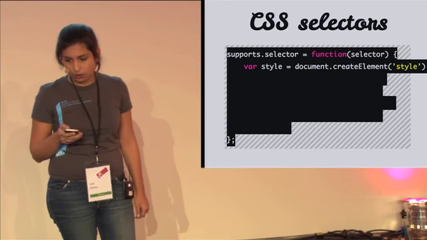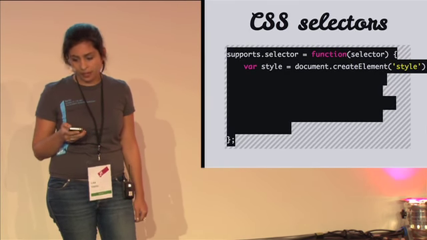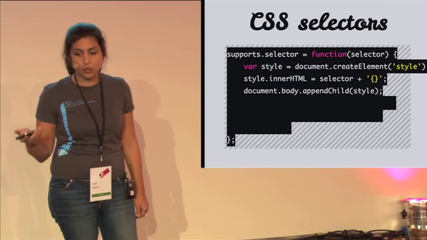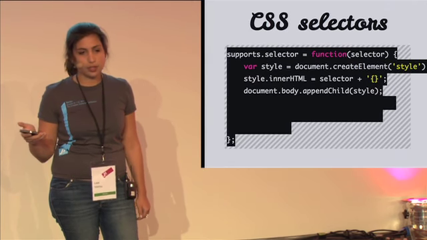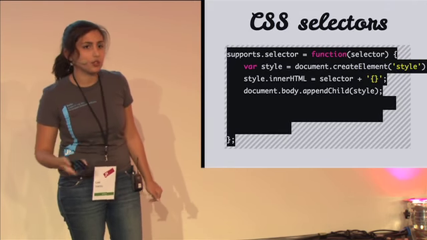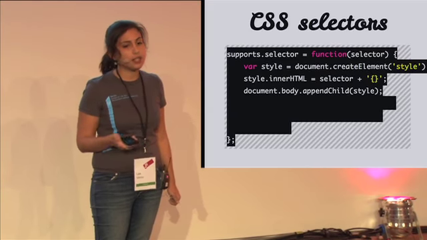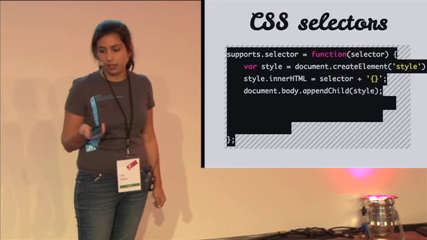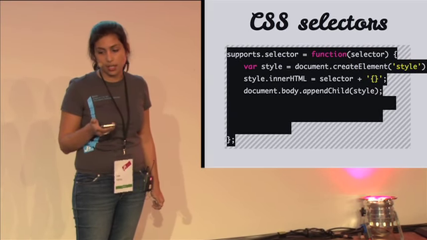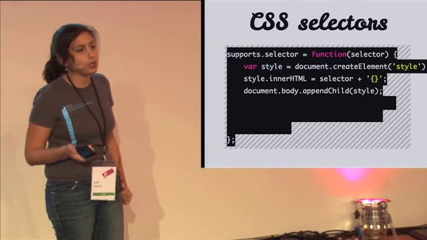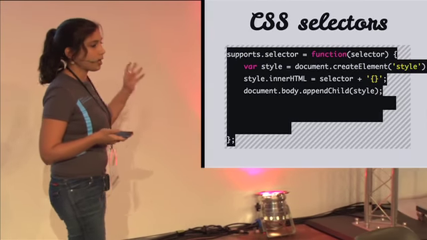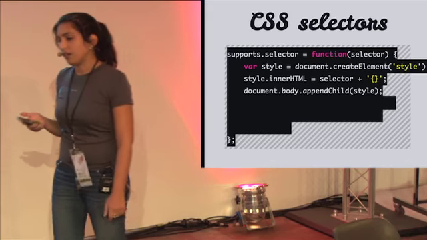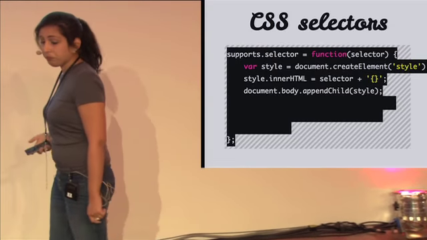CSS selectors are also a bit tricky. You need to create a new style element. You just create a simple rule by using that selector. It's an empty rule. It doesn't need to contain any declarations, just as long as it uses the selector. And we append it to the document, because otherwise, if it's just in the DOM hyperspace, it won't get applied.